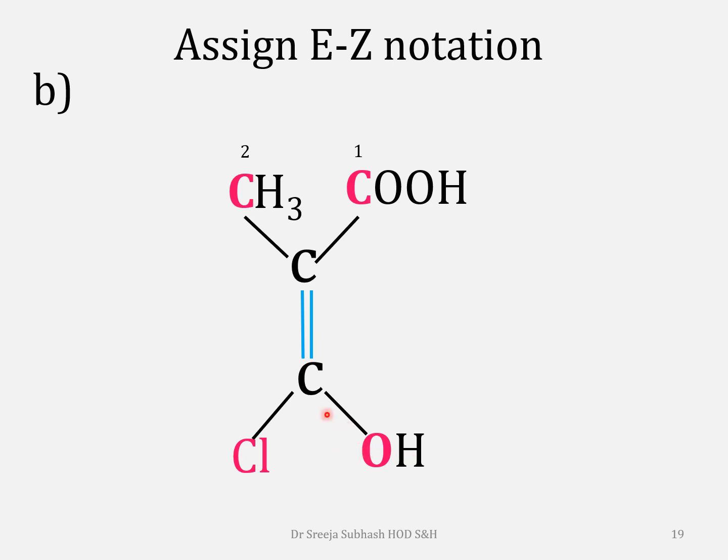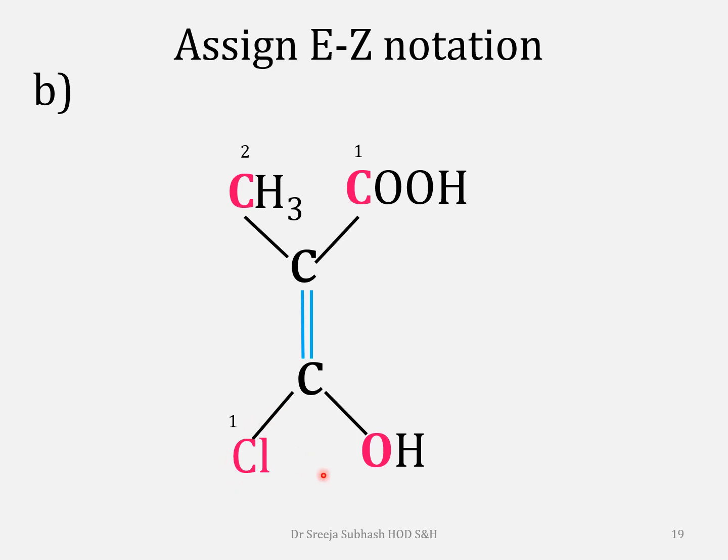Group 1 is OH, group 2 is Cl. Let us assign priority based on their atomic number. Considering OH, O is the directly attached atom. Oxygen has an atomic number of 8, and the second attached atom is chlorine. Chlorine has an atomic number of 17. We have already seen this in one of the previous examples. So 17 and 8, definitely chlorine has a higher priority because of the higher atomic number.